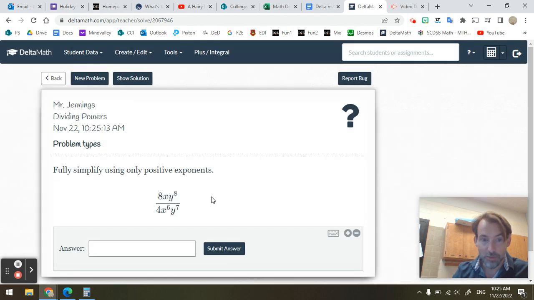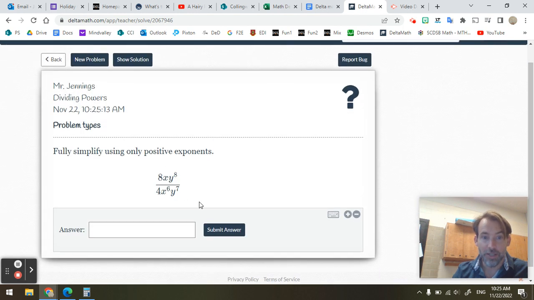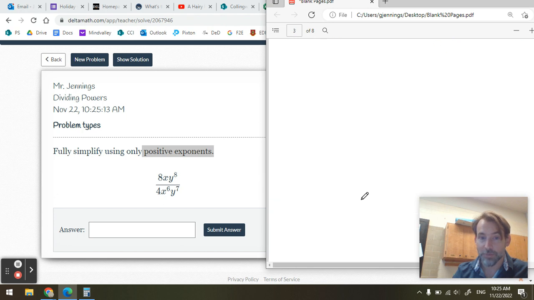Dividing powers works in a similar way. You just divide the parts that you can see. And note that they only want positive exponents in Desmos. So here's how we can do that. There's a couple ways. Copy it out.